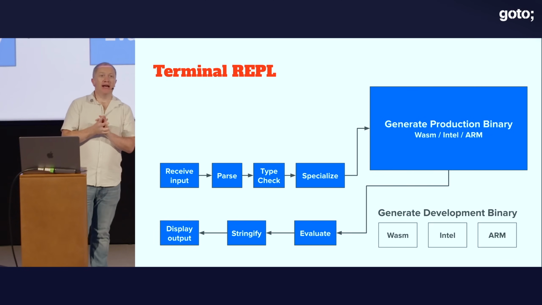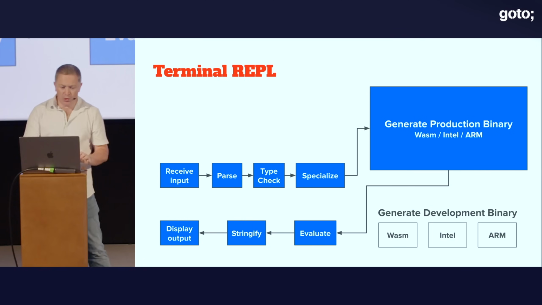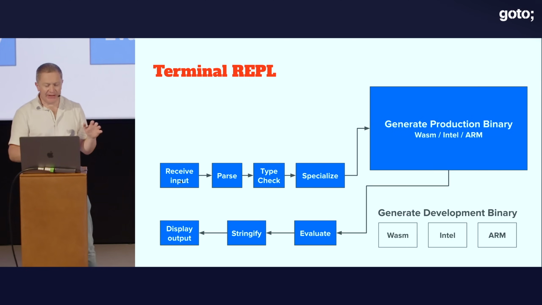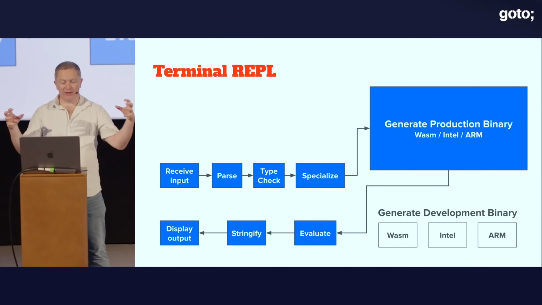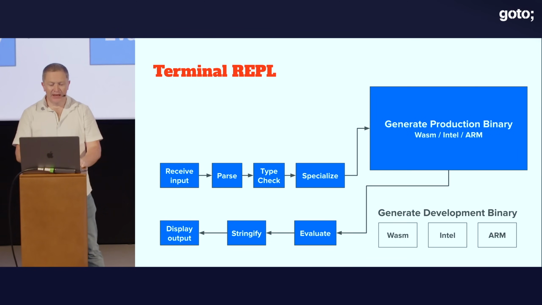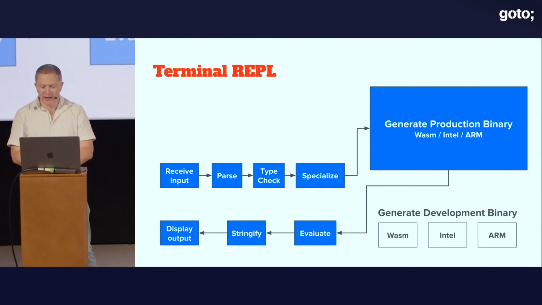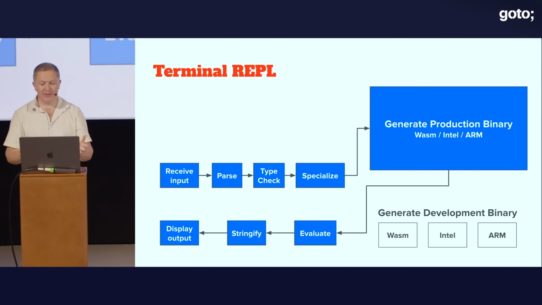So let's have a look at what is inside this project. How does it break down? So we'll take the terminal REPL as the example. We saw that at the beginning. And so what it needs to do is receive some input, parse it so that it understands what the text means, all the different syntax, type check it, specialize it, which is just to do with working with generic types, then generate a binary and evaluate it, then turn the result into a string and display it.